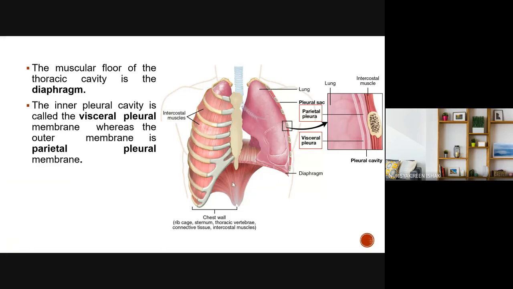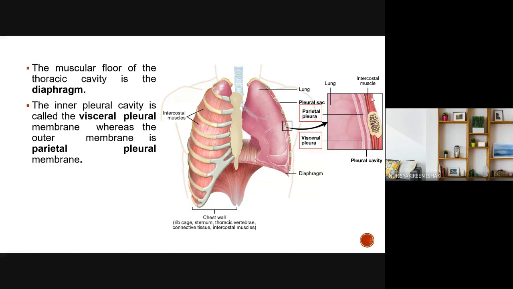Okay, the inner pleural membrane is called the visceral pleural membrane. So the pleural membrane has two layers, an inner and an outer layer. The inner layer we call the visceral pleural, and the outer layer we call the parietal pleural membrane. Okay, so in between the visceral pleural and the parietal pleural, you have the pleural cavity.